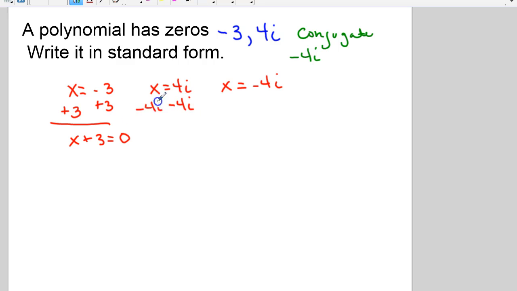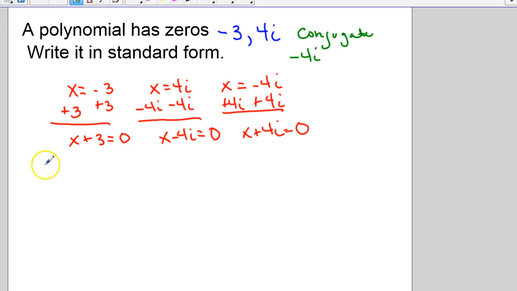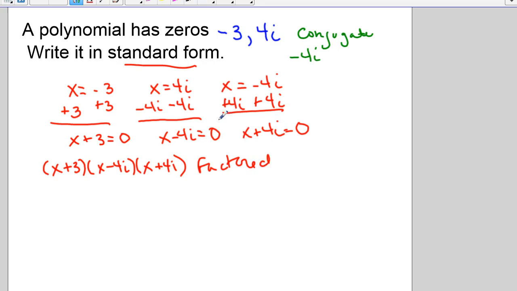And how do I do that? I do it by using the opposite operation. So here I'm going to add, and I get x plus 4i equals 0. Now I'm going to write them in parentheses, as their linear factors. They're linear factors because the degree on each one of these x's is a positive 1. So this is factored form, which is great, but what did I ask for? Standard form. So I told you in class, I want you to multiply out the complex numbers first.